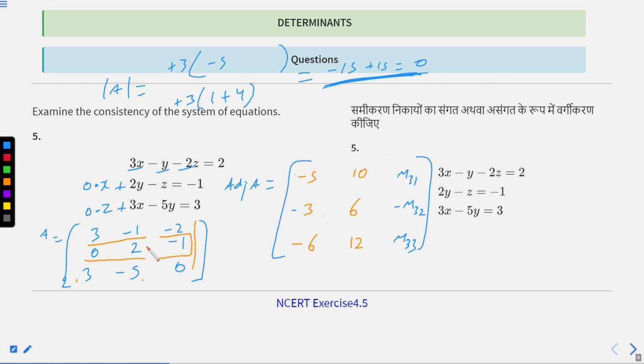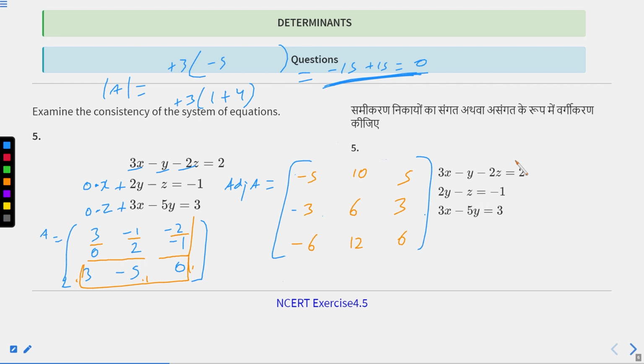Now M31. Eliminate this. Third row, first column: minus 1 multiplied with minus 1, then minus minus 4, it will be 5. Now eliminate this. So minus 1 minus 3, so minus 3 means plus 3. Now eliminate this. You will have 6, 0, so it will be just 6.